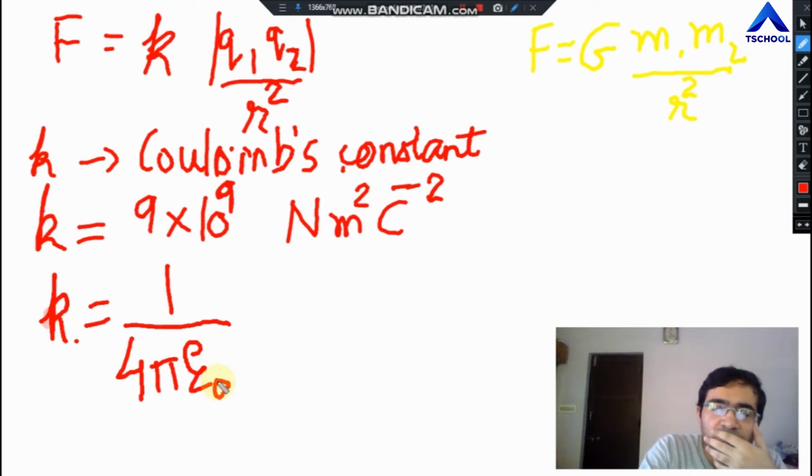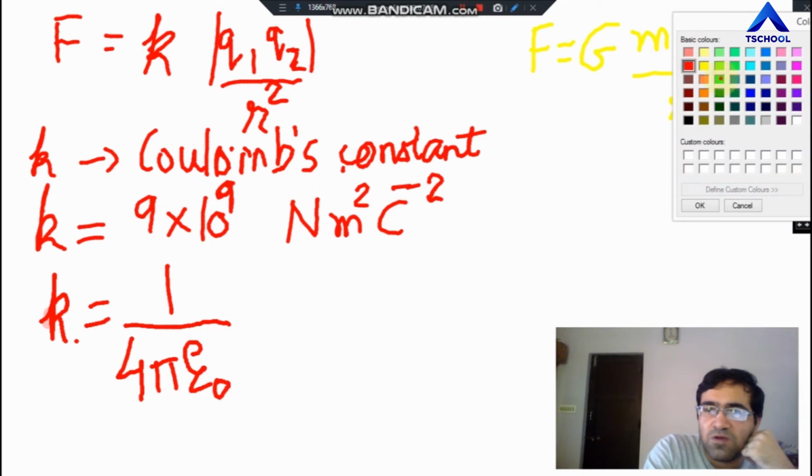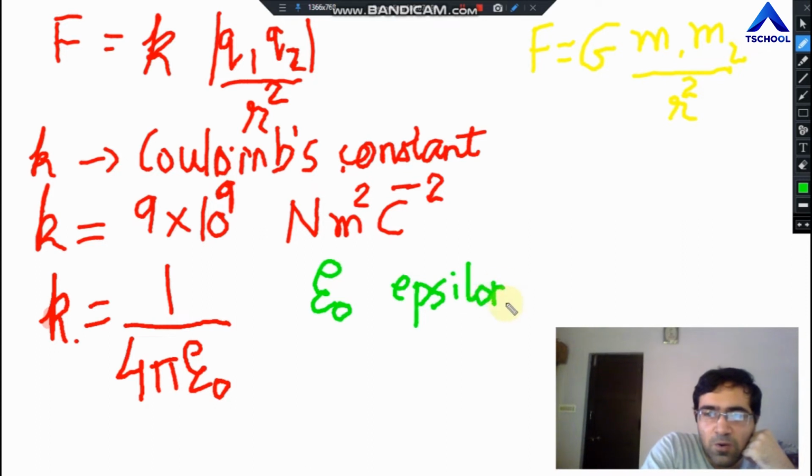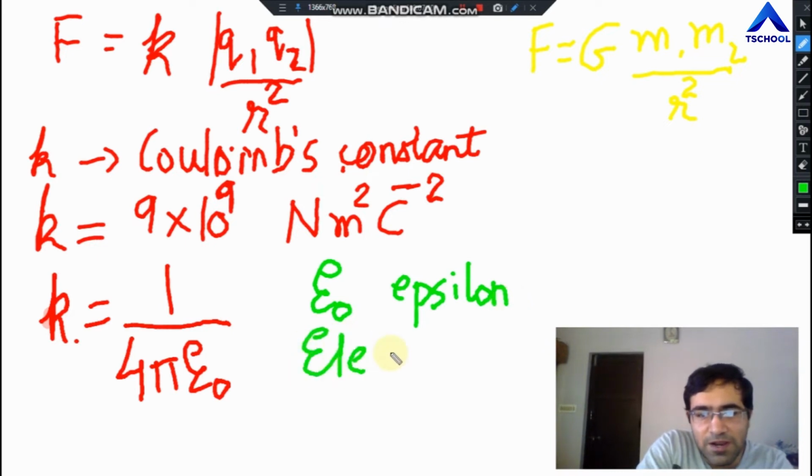What is this weird symbol? Well, let me tell you what that symbol is for. That symbol is epsilon 0. This is how you read it: epsilon. So that symbol is epsilon, and 0 or O for vacuum. So this epsilon stands for electrical permittivity.